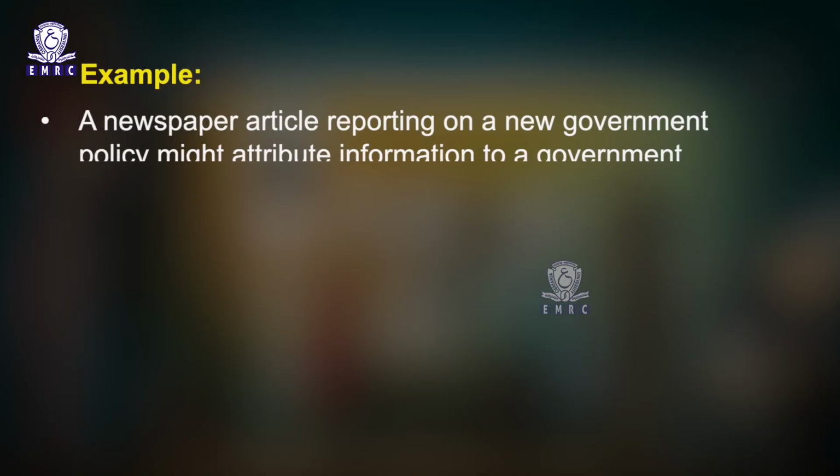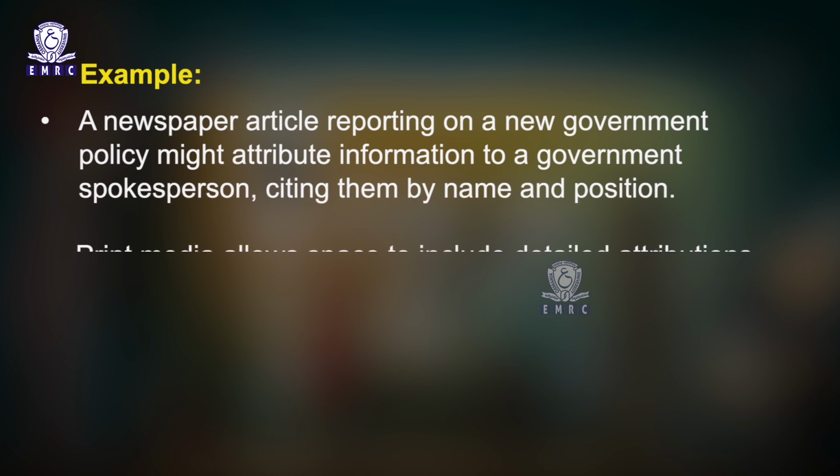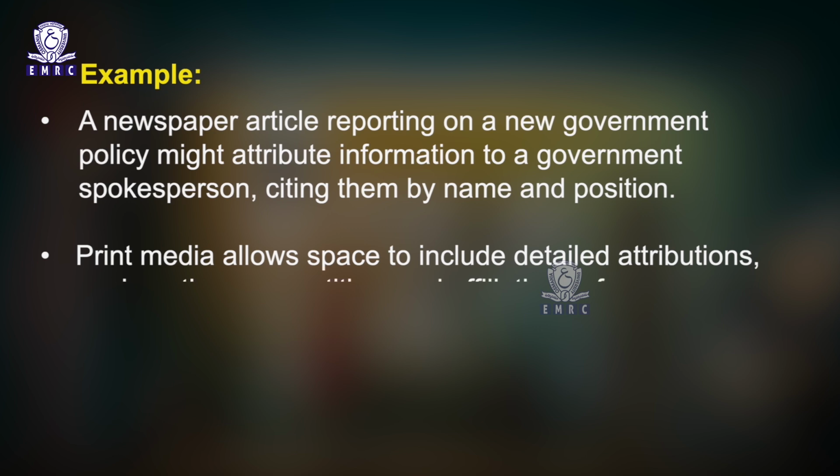In print media, attribution is a cornerstone of journalistic ethics. Journalists are expected to credit all sources clearly and accurately. To give an example, a newspaper article reporting on a new government policy might attribute information to the government spokesperson, citing them by name and position.